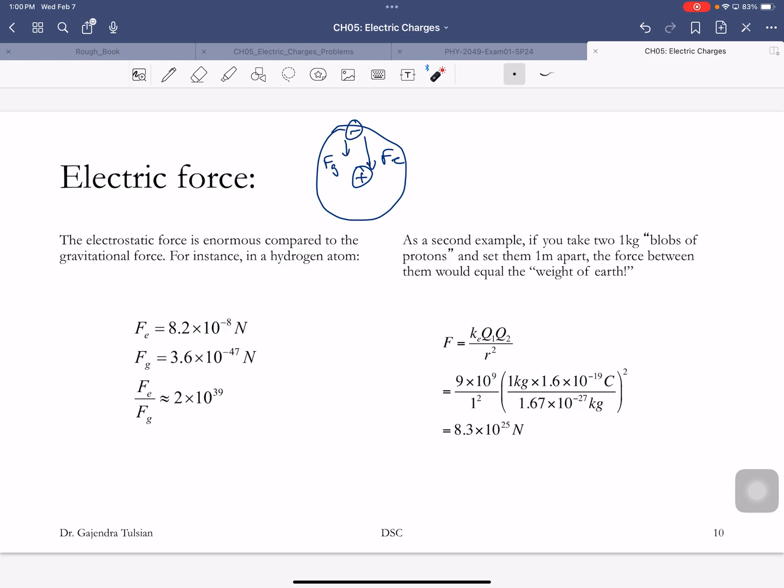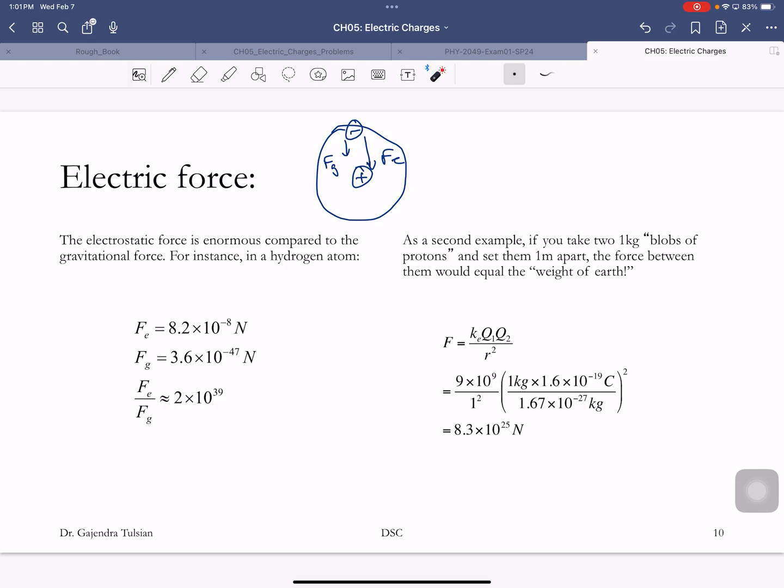What that means is this force, 10 to the power of 39, is 1,000 trillion times larger. Okay, so this drawing is not to scale. What we are also saying is, if the electrostatic force is in play, you can forget about the gravitational force. So the electrostatic force is much larger than the gravitational force.